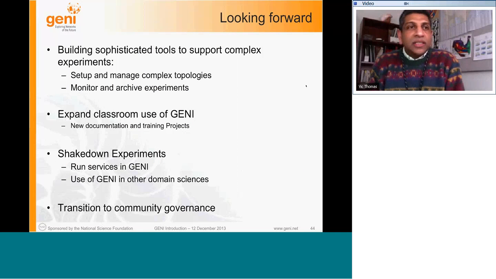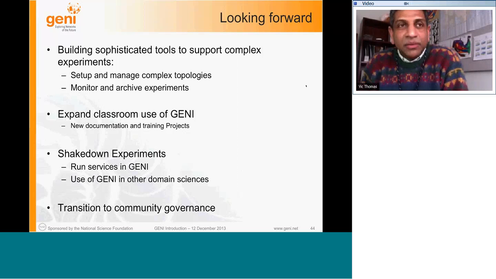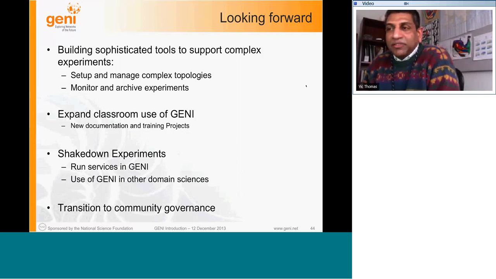And finally, the GENI project is currently managed by the GENI Project Office at BBN Technologies. Over the next couple of years, we would like to transition the management of this project, the governance of GENI, to the community. We believe that the research community ought to own this testbed, manage it, and decide where it goes. And so that's something that's being actively worked on. So in the next couple of years, we can transition from BBN to the community.